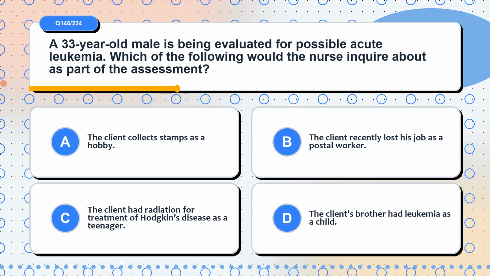Here are the options. Option A, the client collects stamps as a hobby. Option B, the client recently lost his job as a postal worker. Option C, the client had radiation for treatment of Hodgkin's disease as a teenager. Option D, the client's brother had leukemia as a child.